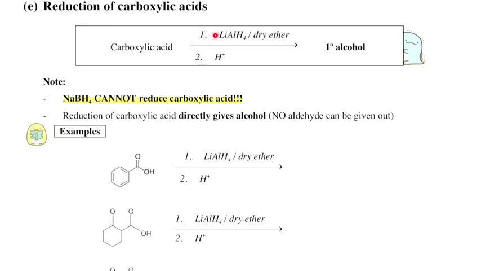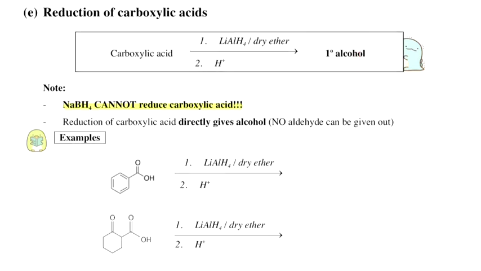So here it is a two-step reaction. We first treat it with lithium aluminium hydride in dry ether, and in the second step we treat it with an acid. After the reaction, it will go to primary alcohol. For this reaction, please pay attention. When we do reduction for carboxylic acid, it will go straight to primary alcohol. So it directly gives alcohol, and no aldehyde can be given out in the process.